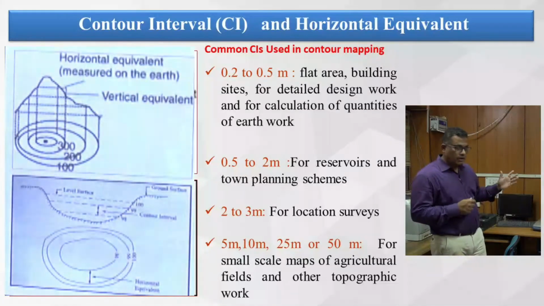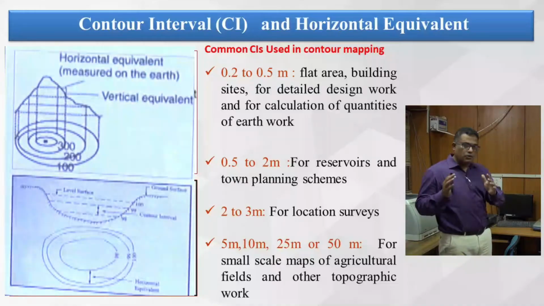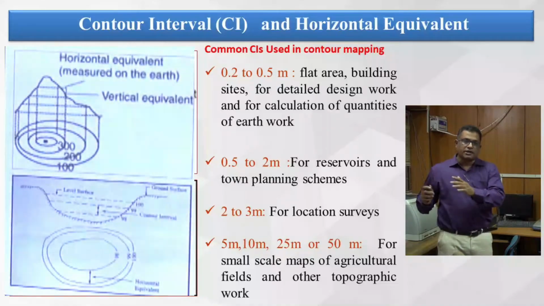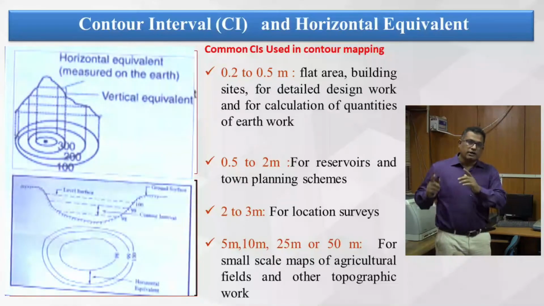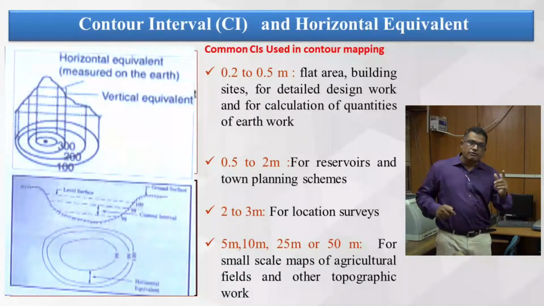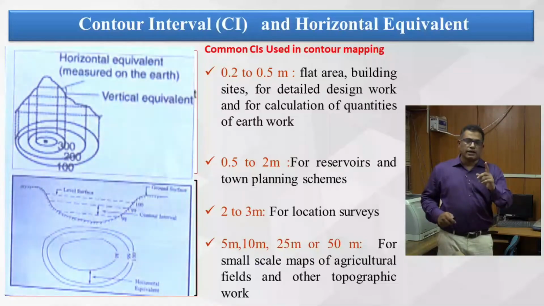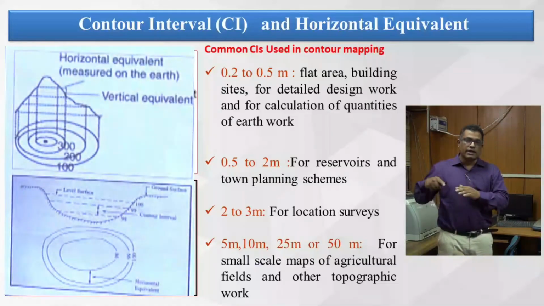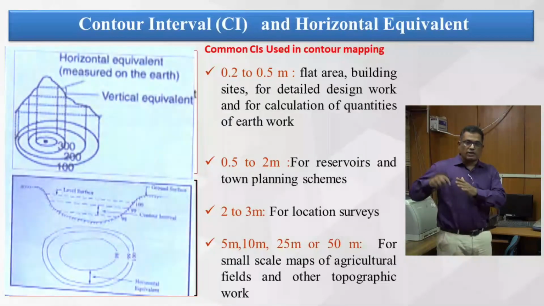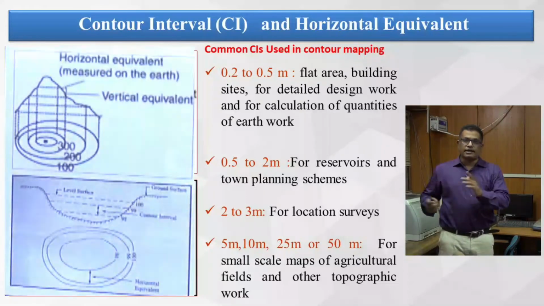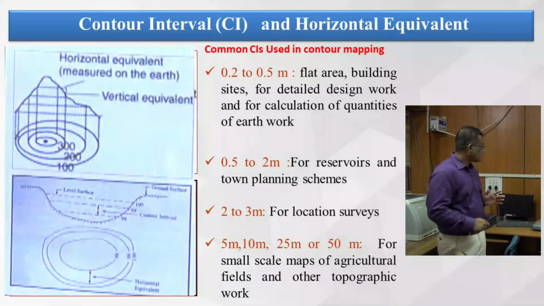So what I want to show here is that the contour of a hill as well as a depression will look similar, but the difference is, if the higher value of elevation is inside the loop, then it is a hill. If the lower values are inside the loop or the higher values are outside, then it is a depression.